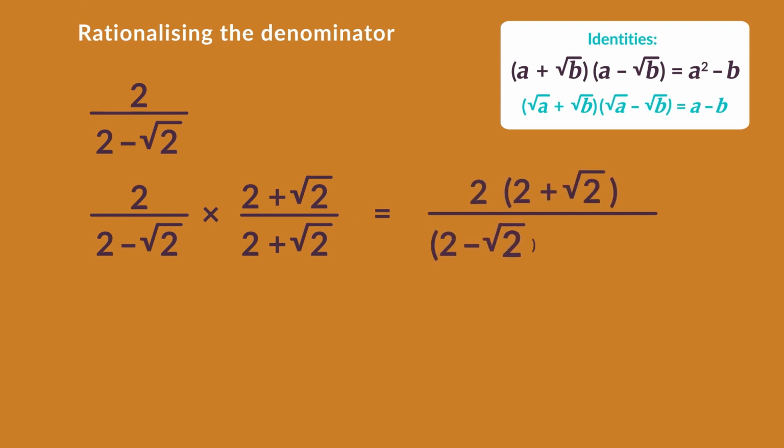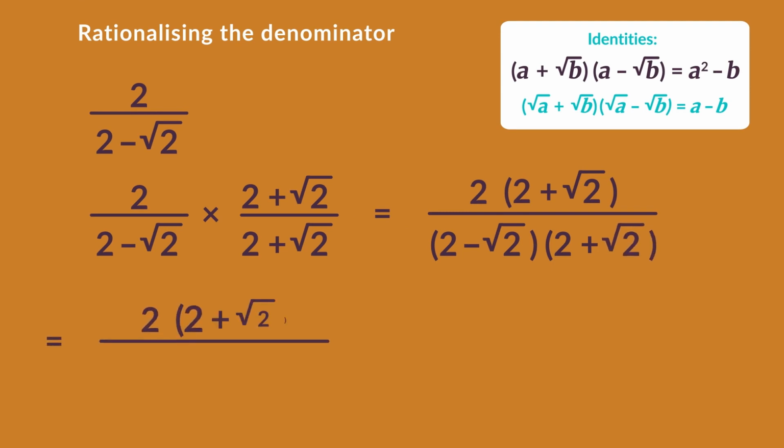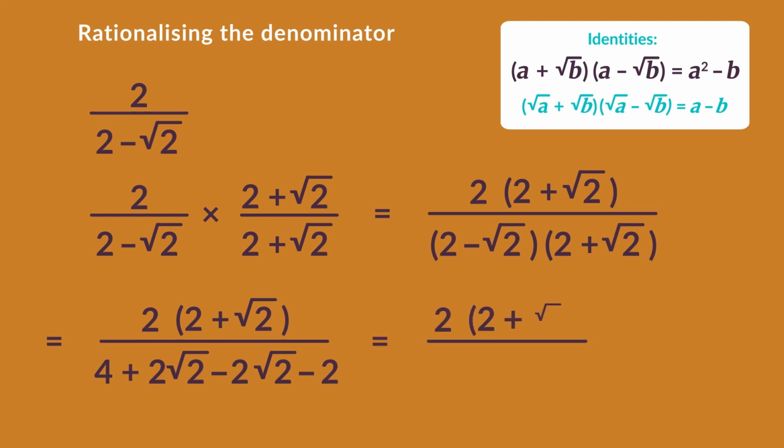Then the denominator is the product of the two brackets. 4 plus 2 root 2 minus 2 root 2 minus 2. The denominator simplifies to 4 minus 2, which is 2. Then the 2 in the numerator and the denominator cancels to get our final answer of 2 plus root 2.